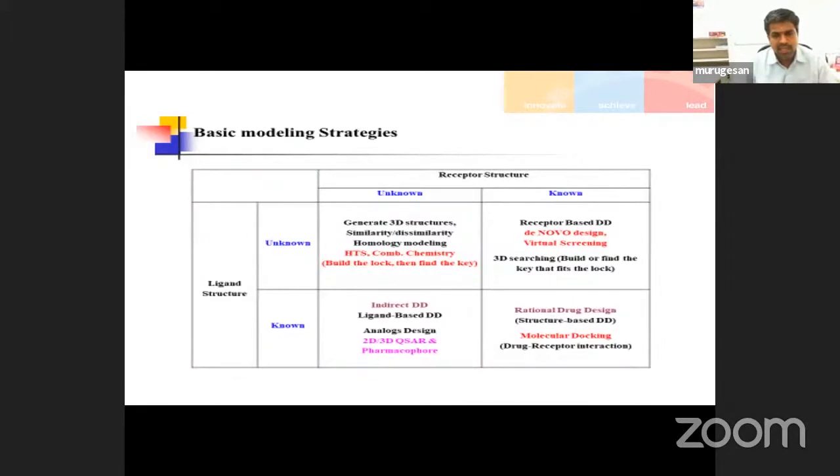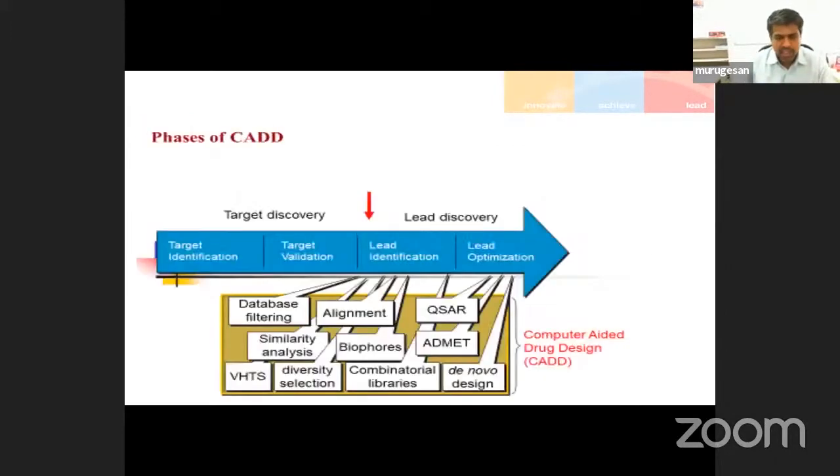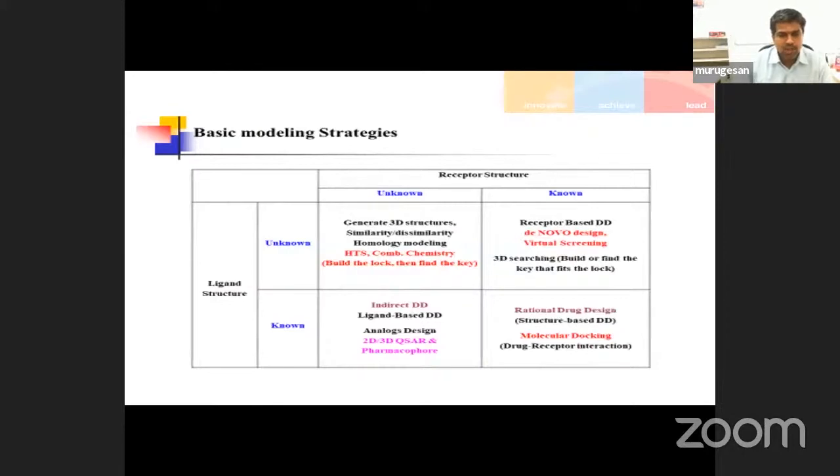As far as our topic is concerned, lead discovery is divided into two. One is ligand-based drug discovery, and another one is structure-based drug discovery, that is LBDD and SBDD. So based upon this, when and how to use LBDD and when and how to use SBDD, you can see mainly from this table.